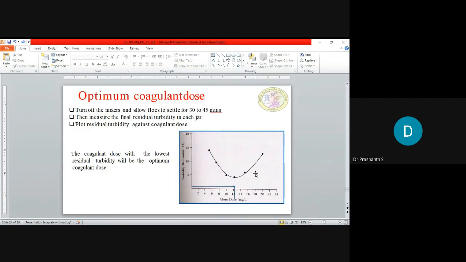Plot the graph of turbidity versus alum dosage. You have added 5, 7, 10, 12, 15, and you got the points. At 12 point something milligrams of alum dosage, you have got the minimum turbidity. This means most of the particles have been removed and settled down. That is the optimum alum dosage or iron dosage, in this case around 12 point something. This is how the optimum coagulant dosage is calculated.